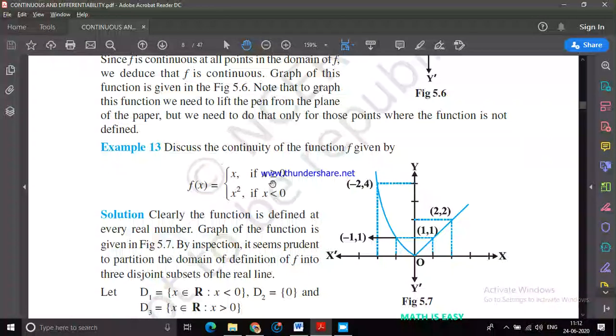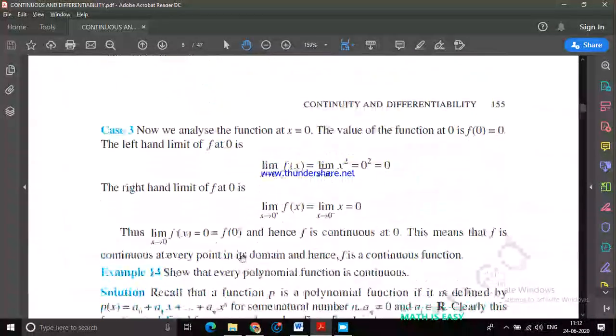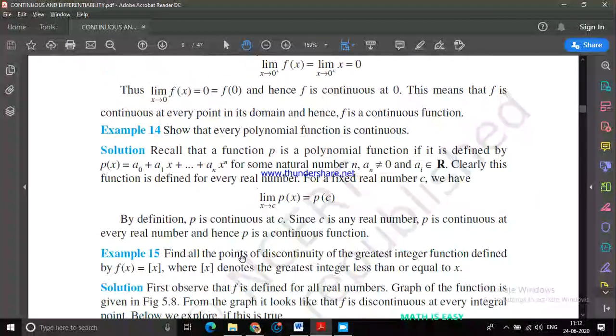Next example, x is greater than or equal to 0. So that means on the right side of 0, the functional value will come 0. Left side, limit as x tends to 0 minus of x square, that also will give me 0. Limit as x tends to 0 plus of f of x also will give me 0. Hence it is a continuous function. Okay. Continuous at x equals 0.